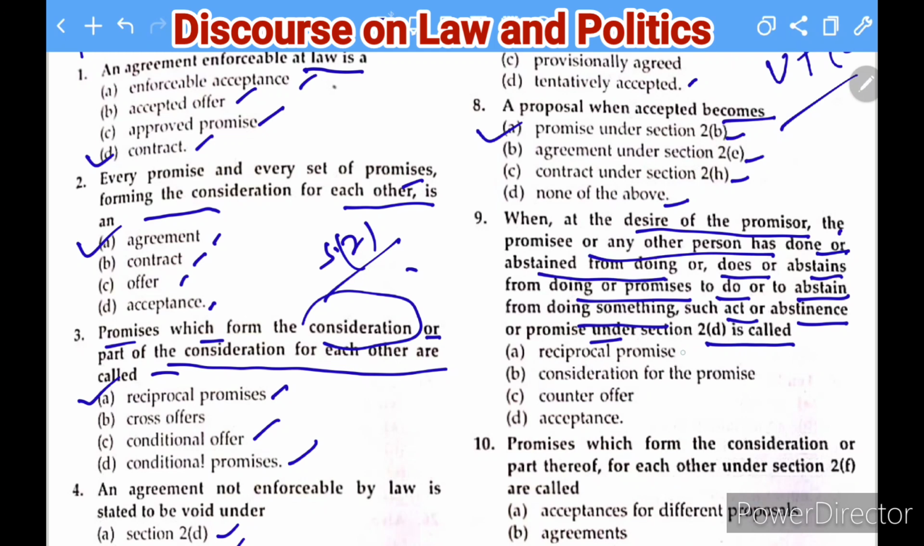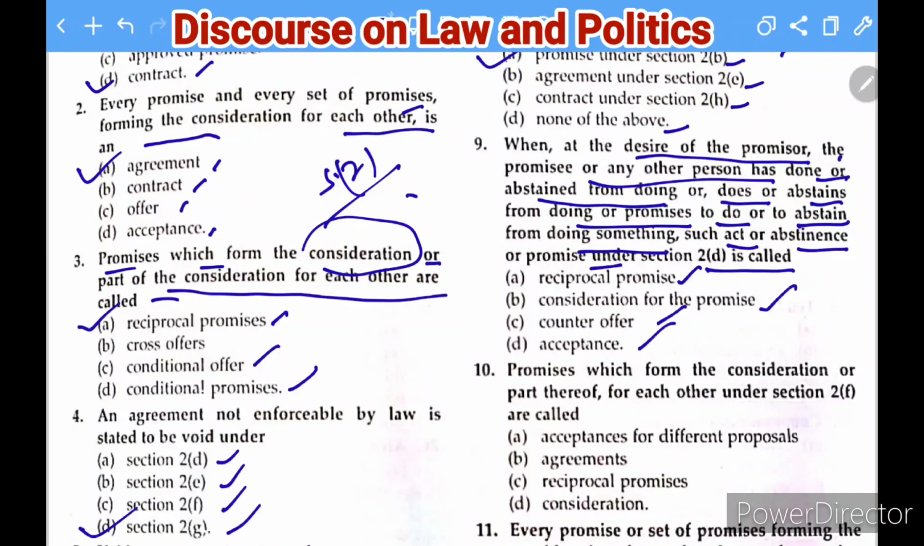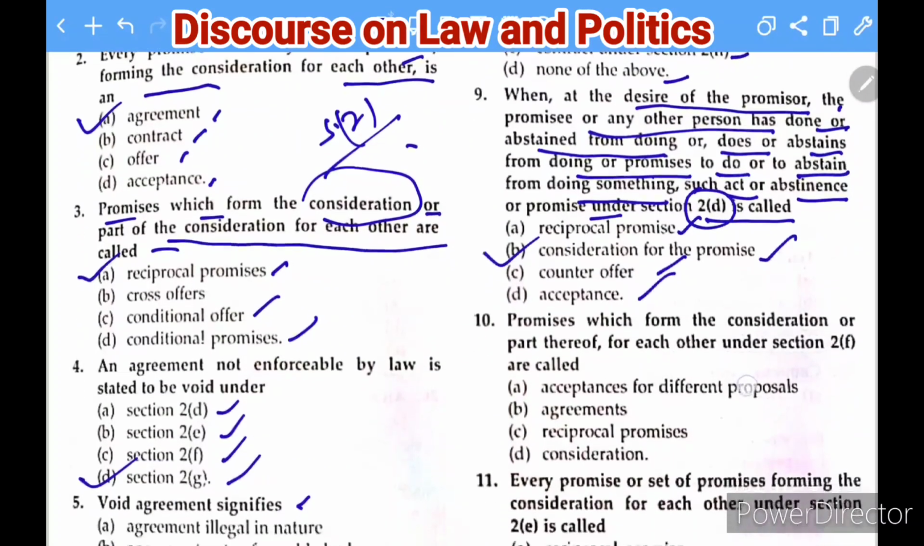The options which are given here: reciprocal promise, consideration for the promise, counter offer, acceptance. So what is the answer? Yes, the answer is under section 2d, the definition which has been given. It is the consideration. So you can see here, this is the answer.